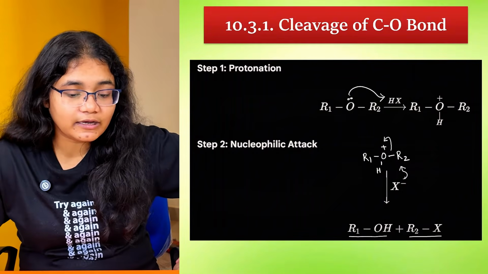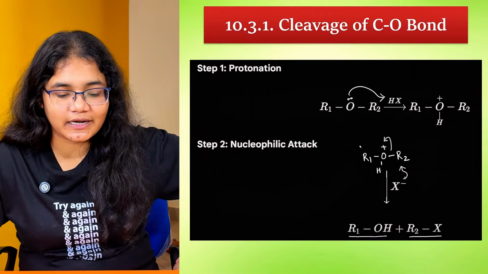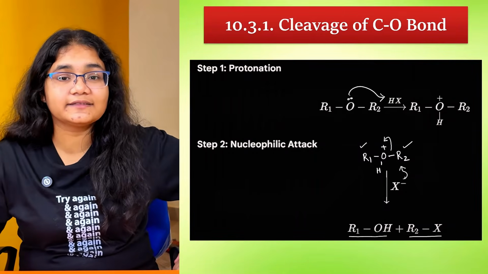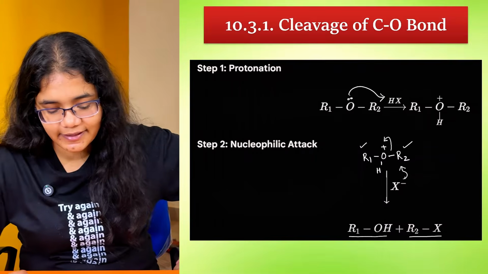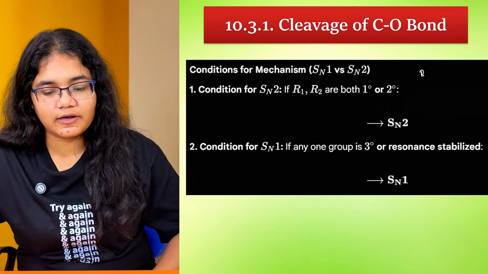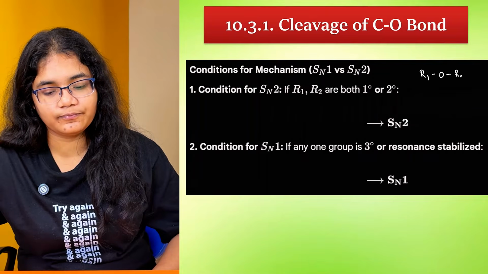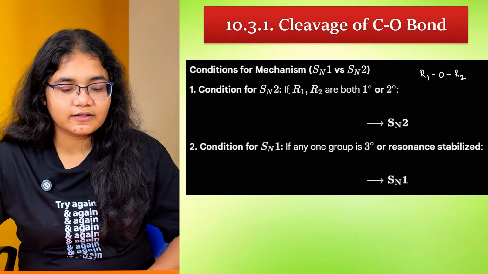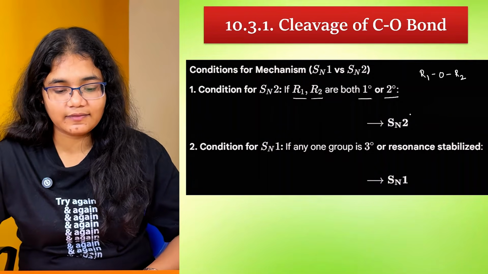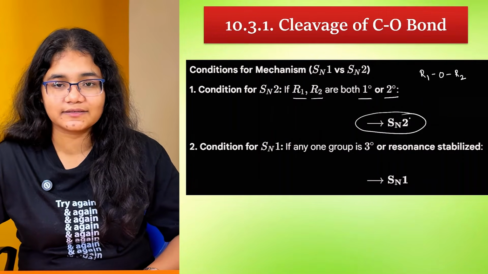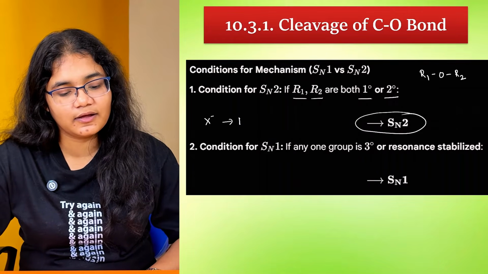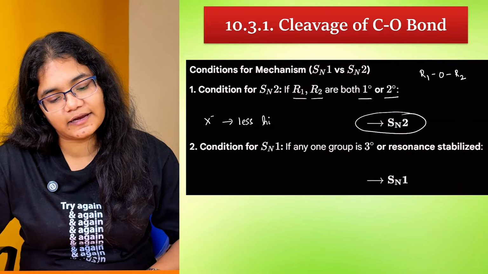But how will we know whether this X- will attack on R1 or R2? What is the logic? Is there anything that determines it? Yes, it is there. Let us understand. Now see, if you have this R1-O-R2, and if either R1 or R2 is primary or secondary, then the reaction follows the SN2 mechanism. If it follows the SN2 mechanism, then X- will attack on the less hindered side.